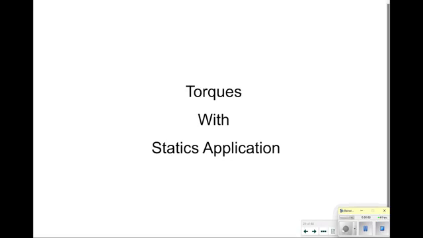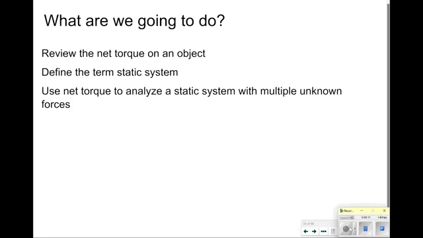In this video, we're going to be looking at the concept of torques and applying them to an application known as static systems. What are we going to do? We're going to first review what a net torque is on an object and how to find it. We're going to define the term static system, and we're going to use the net torque of a static system to find an unknown force when there are several unknown forces in that system.